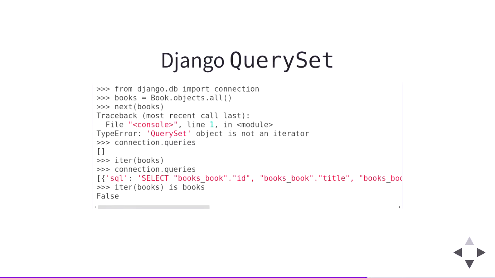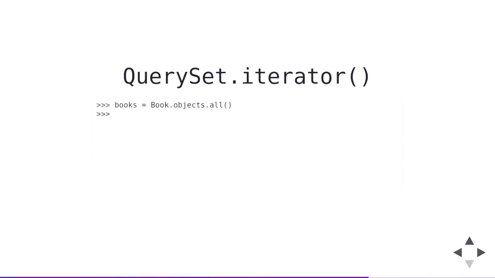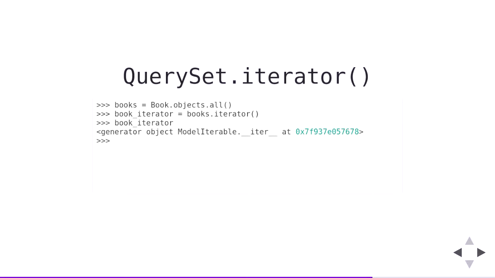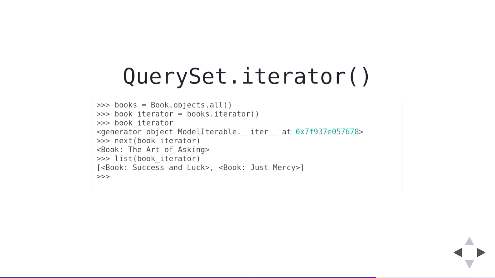So if you don't want 1,000,000 rows in memory, there is a way to avoid Django's typical caching with query sets. You can use the iterator method on query sets. The iterator method does not give us back a query set. It gives us an iterator object. And just like every other iterator, we can call the next function on it to loop over it once, or we can loop over it all the way using list or a for loop or any other looping construct we'd like.